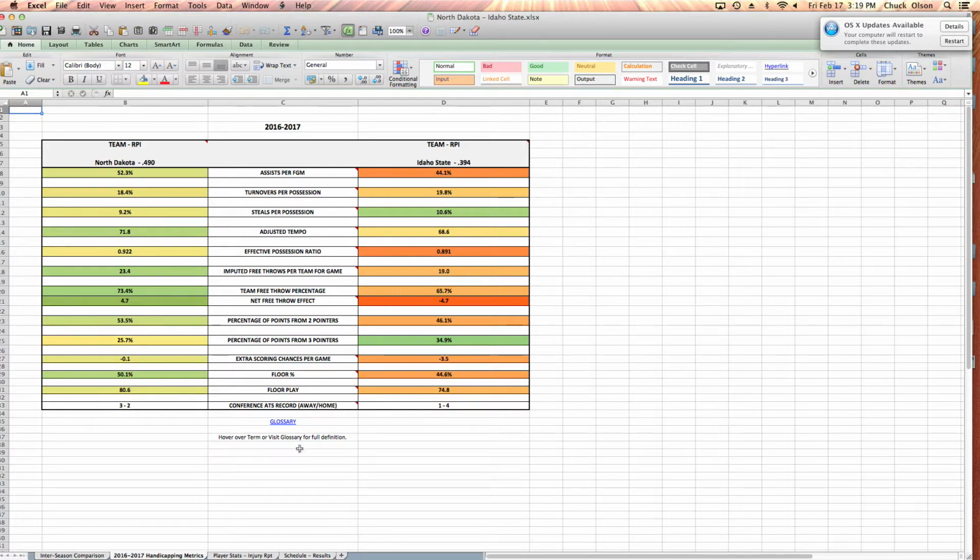Floor play is really kind of a speed of play. It looks like North Dakota is obviously pushing the ball well, and they're getting about 80 different looks at the bucket. That's not so much looks as how many times that ball is going to the hoop, whereas Idaho State is less.